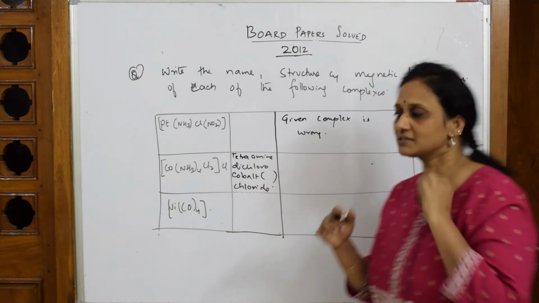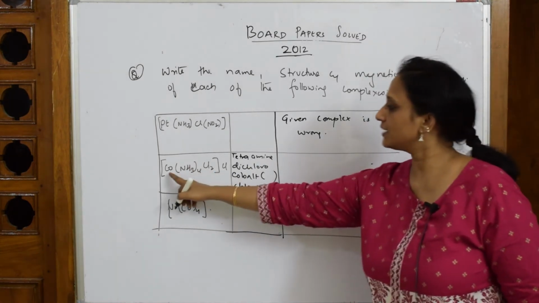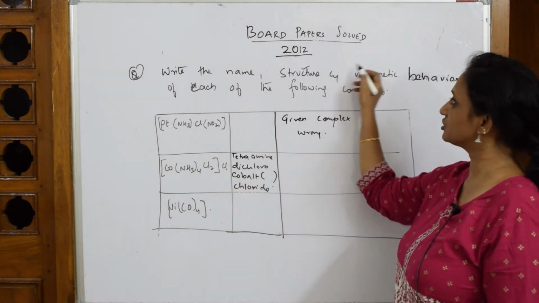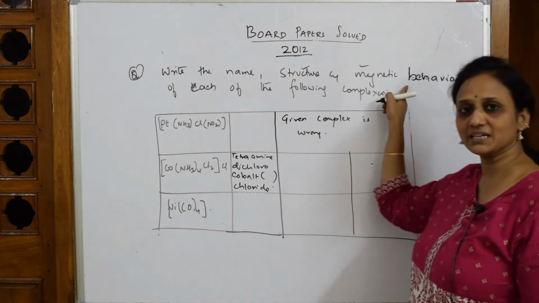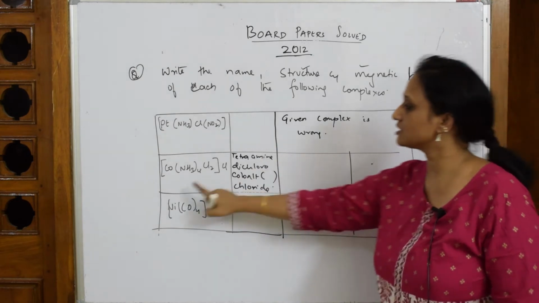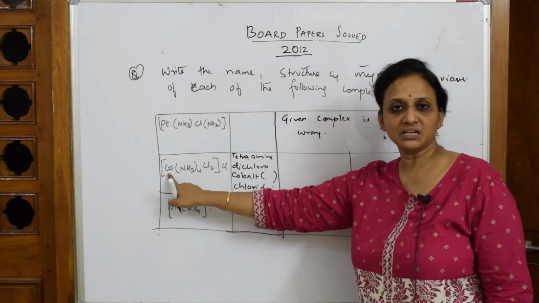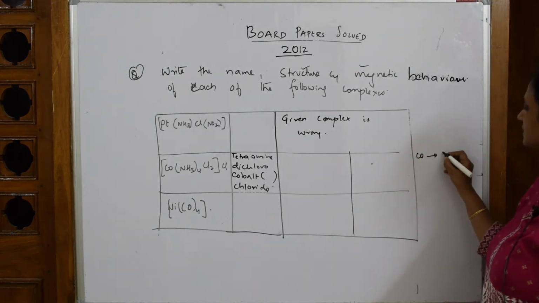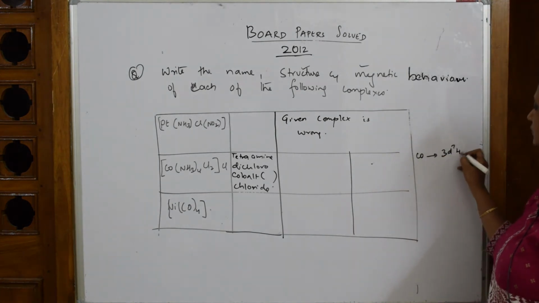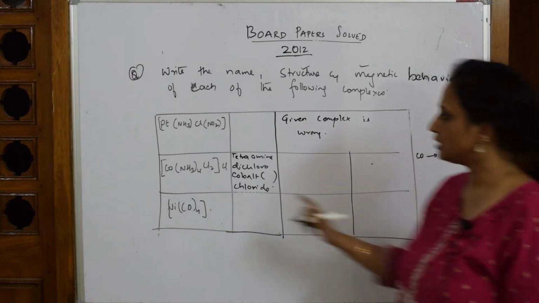So here when I take this complex, what is this? I have to write the structure and magnetic behavior. For the structure, I'll keep it a bit aside, then come back to the magnetic behavior. How do I calculate magnetic behavior? Your cobalt atomic number will be given to you. So according to the atomic number, cobalt, I get 3d7 and 4s2. This is your configuration.